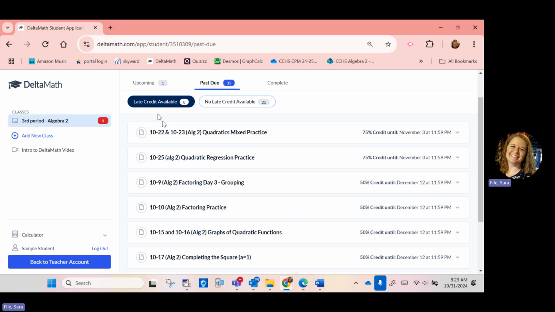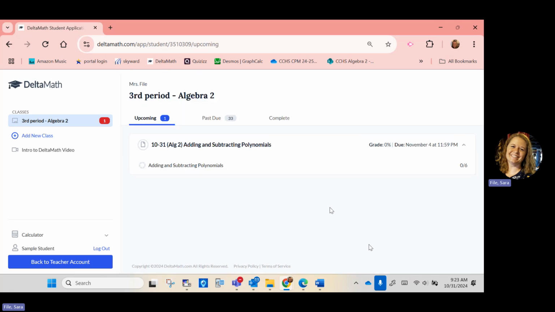If they're showing up here under late credit available, under the past due tab, that means you have not finished them. If you finished them, they would be under the complete tab. And then also just don't forget your review and aware. I'll be putting review grades in today. If you did not submit the review and aware, you're going to get a 0 put in. So make sure that you get that submitted if you have not already.